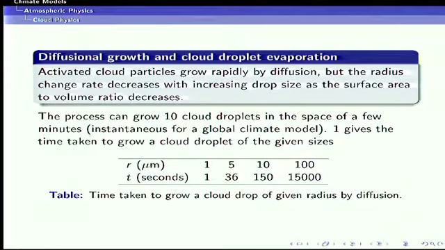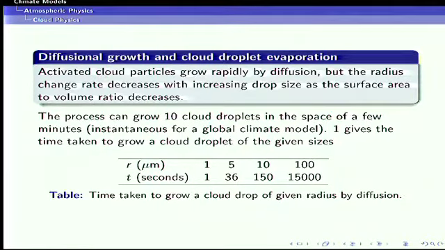And so all I give here is this table, just to give you an indication of this. So this is the time taken for an initial activated droplet of, say, 0.1 of a micron to grow up to a 1 micron size, to a 5 micron size, to a 10 micron size, and 100 microns. And so what you see is that in order to grow to 1 or to 5 or to 10 microns, it's quite rapid. So to grow to 1 micron, we just need 1 second. Okay, so it's very fast.